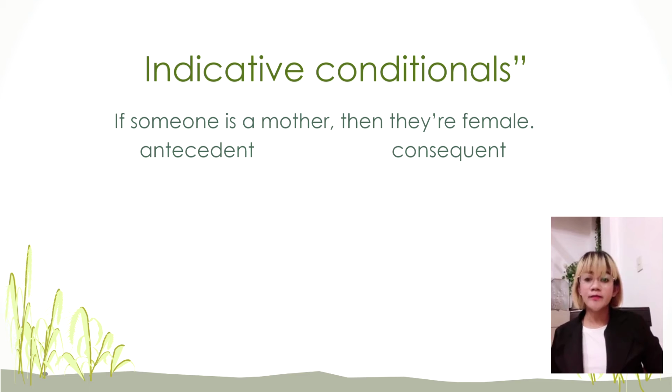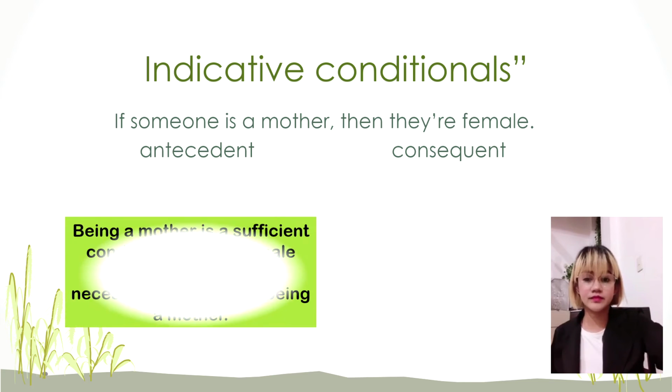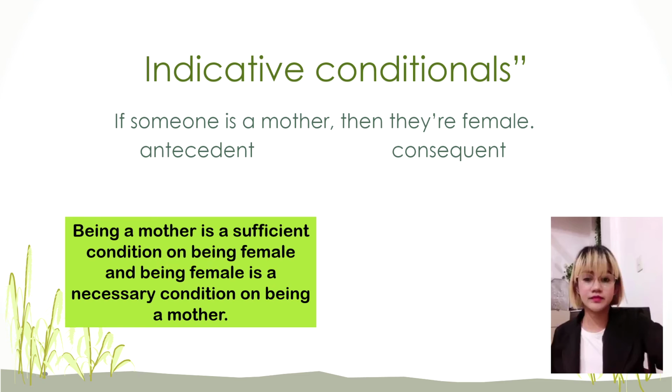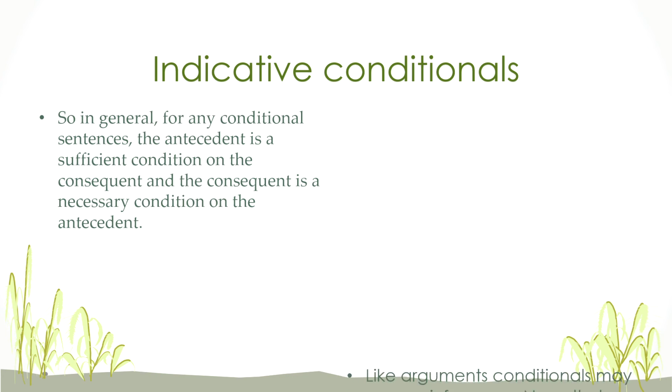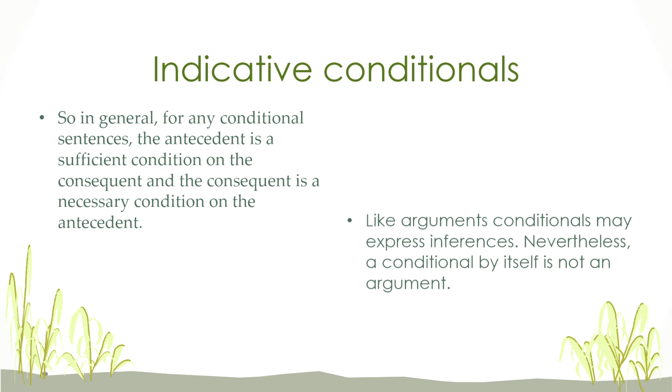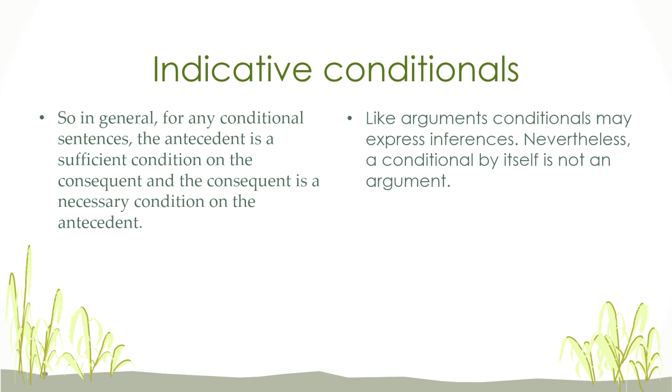So again, being a female is necessary for being a mother. So if someone is not a female, they can't possibly be a mother. So when we say one thing is necessary for another thing, that means if you haven't got the first thing, you haven't got the second, right? Water, for example, is necessary for plant life, right? So no water, no plants.